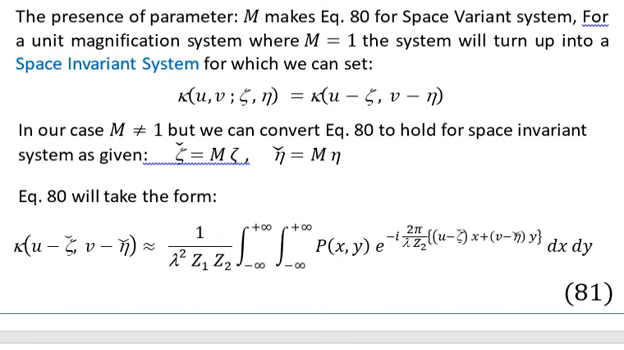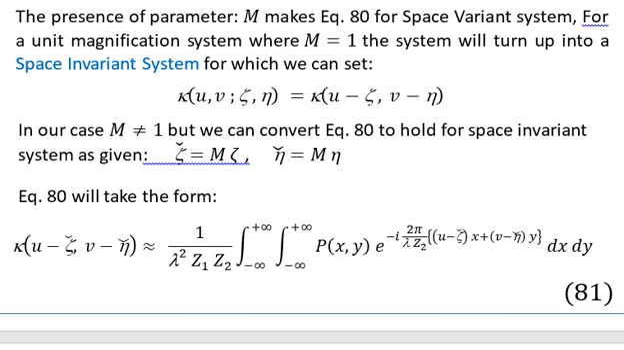But you know that in our case m is not equal to 1, but we can convert equation 80 to hold for a space invariant system if we use these transformations, that is zeta with the inverted hat is equal to m times zeta and eta with the inverted hat is equal to m times eta. So let's make these transformations in equation number 80.